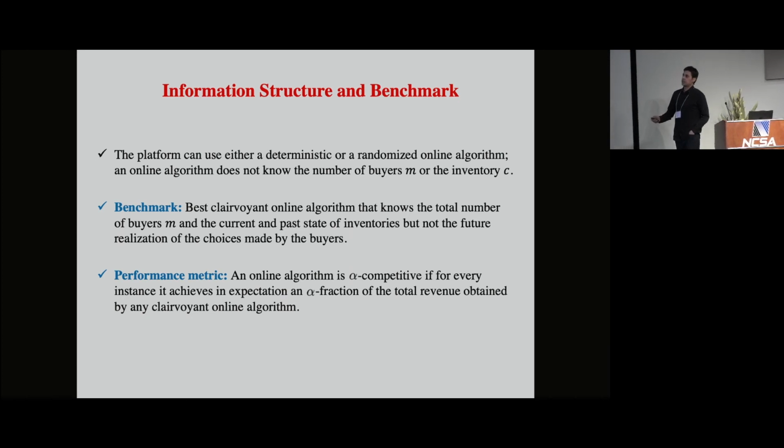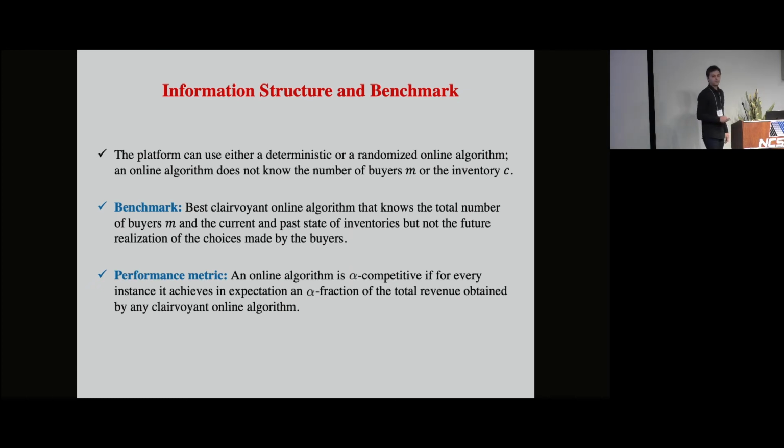Very good question. Exactly. If we don't know these qualities, I'll show you soon that there is no competitive algorithm for the problem. So we have to move to the scenario that this information is public.